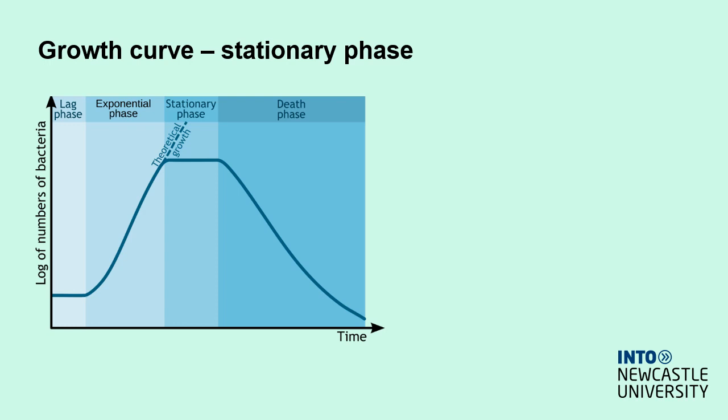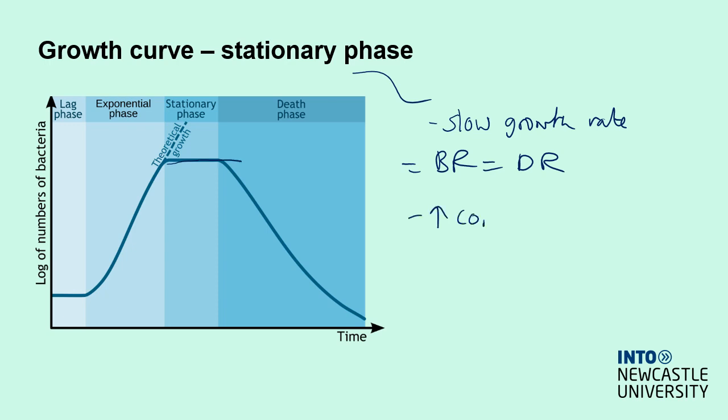This is then followed by the stationary phase. In the stationary phase, we've got a slow growth rate. We tend to find that the birth rate is equal to the death rate, so we stay relatively stable. There is increased competition for resources: competition for food, mates, nutrients, territory. More predators will move into the environment to eat the organism. So you'll get some sort of fluctuating around here, oscillations around here.